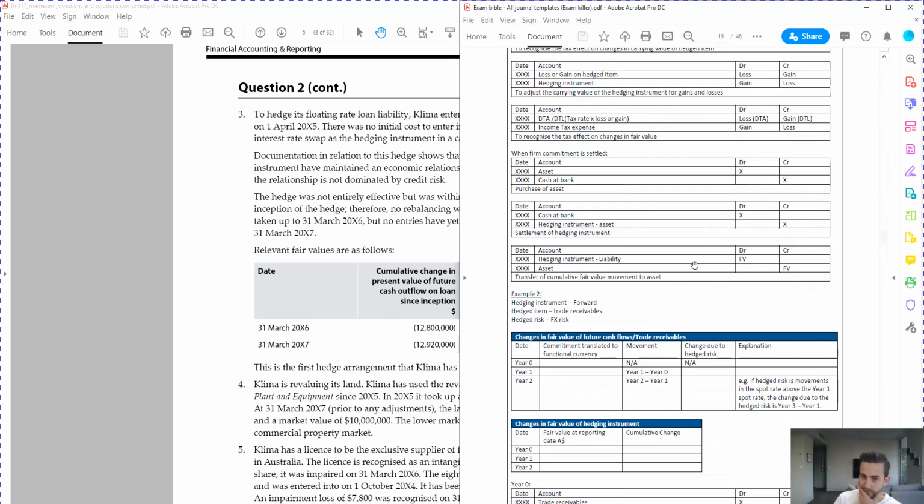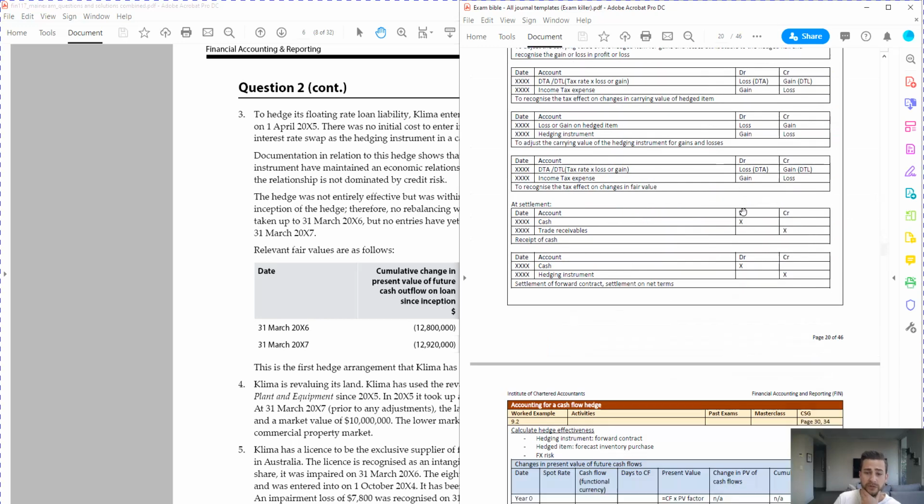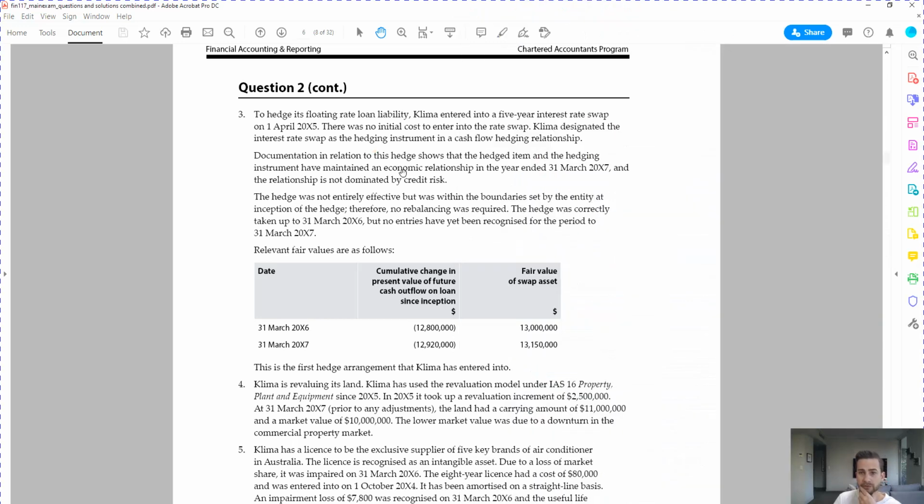And then write down the answer. So that's pretty much the approach I'm going to recommend for you. So let's read the question.